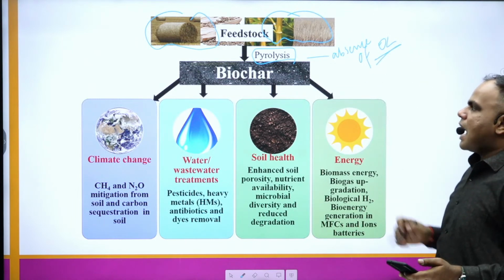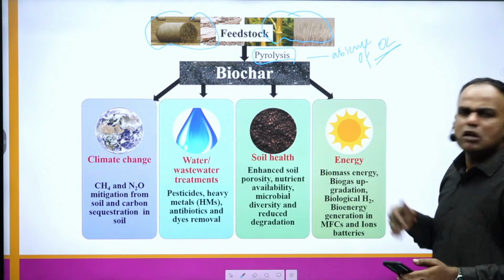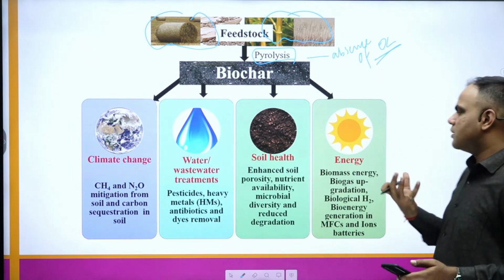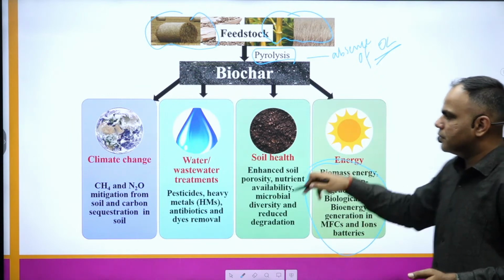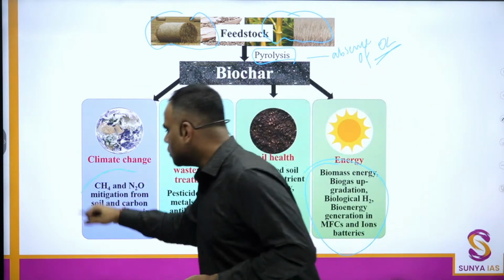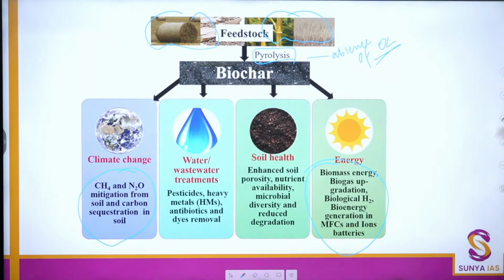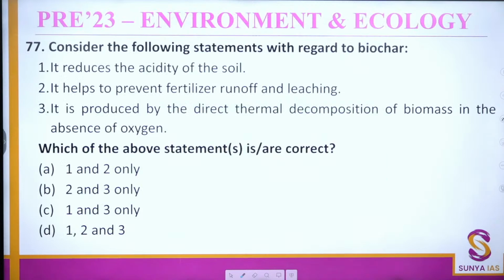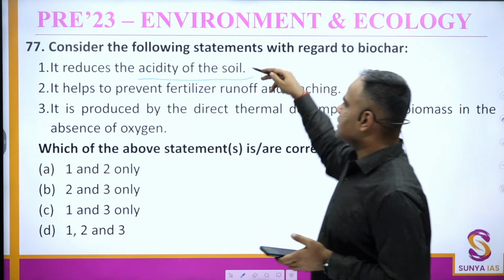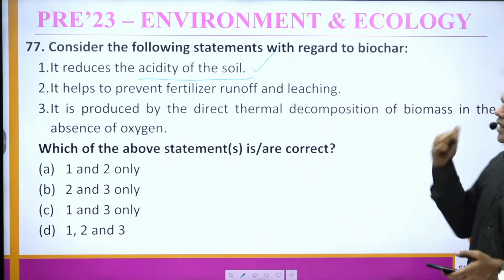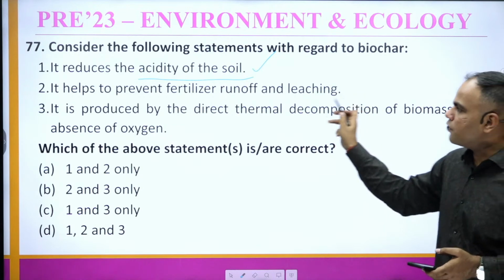Biochar has a lot of benefits. It can improve the soil health, and more nutrient availability will be there. Biomass energy, a lot of biomass related things can happen. And it can also help in sequestration of a lot of carbon. The question is asking what can they do. Can it reduce the acidity of the soil? Yes, they can. Second, it helps to prevent fertilizer runoff and leaching.